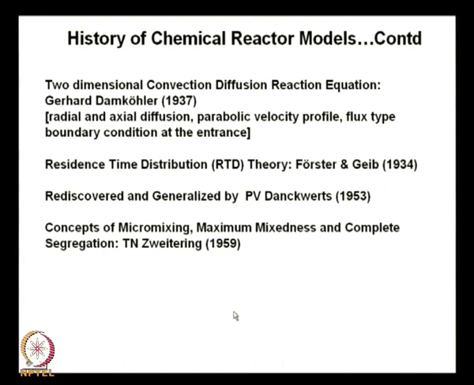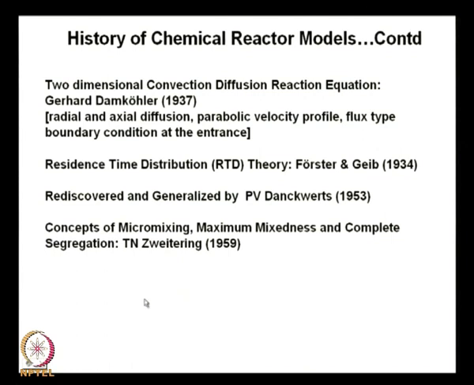Then the last important thing that came in the whole CSTR business was the concept of micromixing, which is mixing at the molecular scale, because reaction takes place at the molecular scale, and if reaction has to take place at the molecular scale, then there has to be mixing at the molecular scale, right? Because if two reactants A and B are there, and unless they are mixed at the molecular scale, they cannot react. Is it clear? The concepts of micromixing, maximum mixedness, and complete segregation, when there is no mixing at all between the two components, were propounded by Zwietering in 1959.